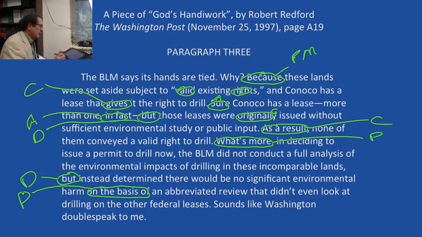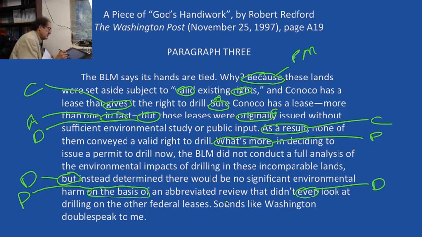It didn't even look, even is a tricky one, it's discounting an objection. It's saying, well, they looked a little bit, but they didn't look at this. Discounting the objection that they did look at least some. They didn't even look at drilling on the other federal leases.